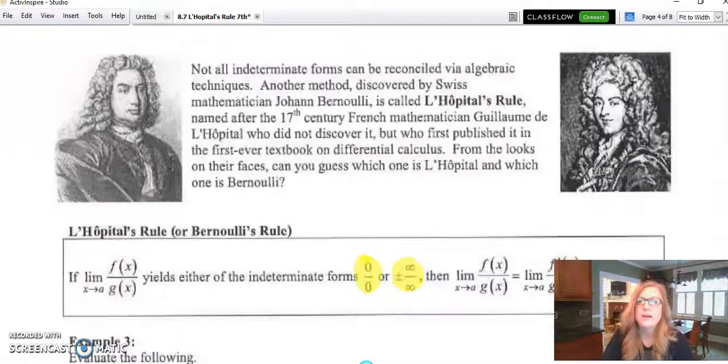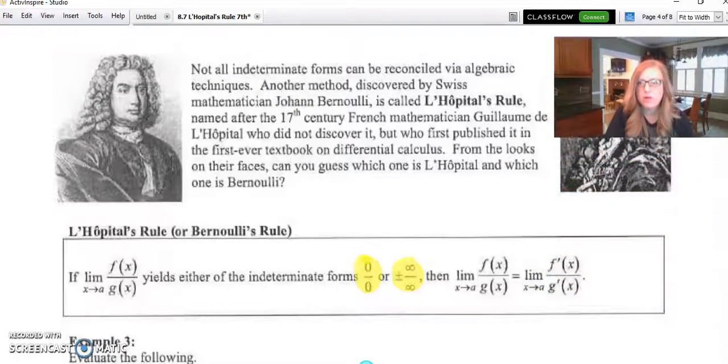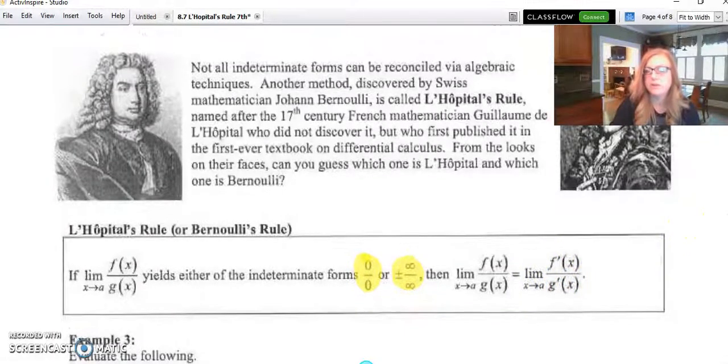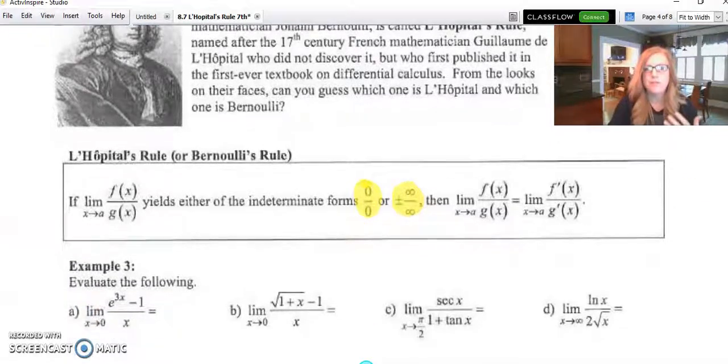The smirky guy is L'Hopital. What they basically said is that instead of looking at the functions themselves, you're comparing their rates. If I want to know where this ratio of functions will go, as long as it's in these two indeterminate forms, I can look at their rates and compare them to each other. A rate, if you'll remember, is nothing more than a derivative. So comparing their rates is the same as comparing their derivatives and then recalculating the limit. You're just going to take the derivative of both the top and the bottom of the problem.